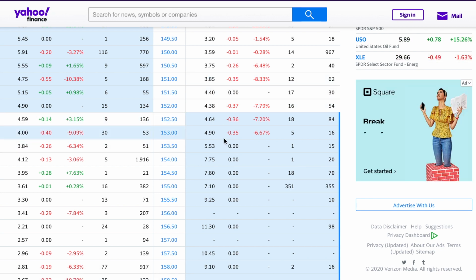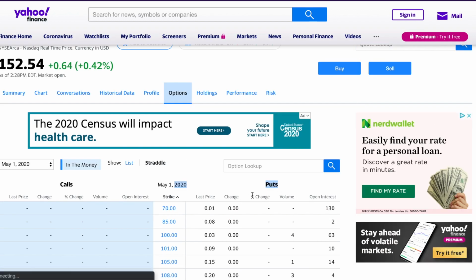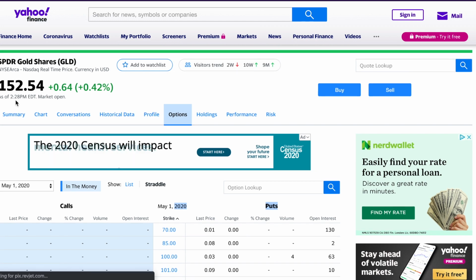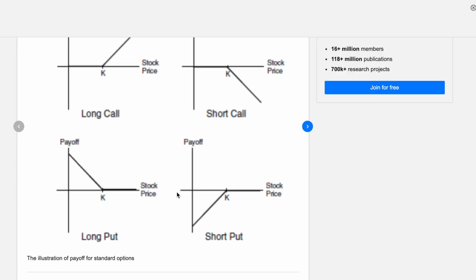We want to bet that gold is going to go down. So what are we going to do? We're going to buy a put, because puts give you the right but not the obligation to sell 100 shares of the gold ETF at the strike price. So what does that look like? We get to sell here at the strike price, even if the price of gold goes down further, right?